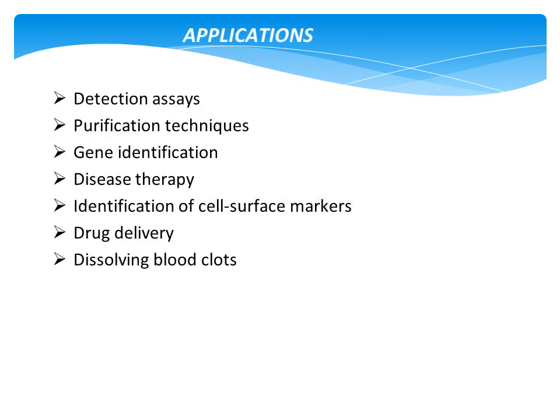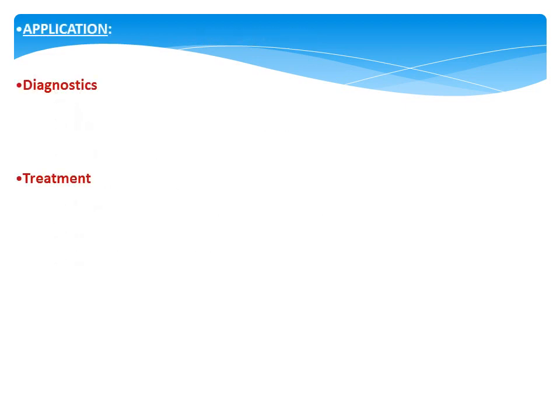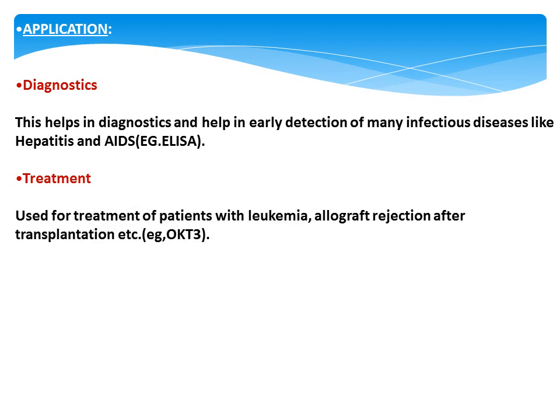Applications. It's used in detection assays, purification techniques, gene identification, disease therapy, identification of cell surface markers, drug delivery, and dissolving blood clots. Most of its application is in the diagnostics and treatment. In diagnostics, it helps in early detection of many infectious diseases, whereas in treatment, it is used for the treatment of patients with leukemia, which is blood cancer, or transplantation rejection.